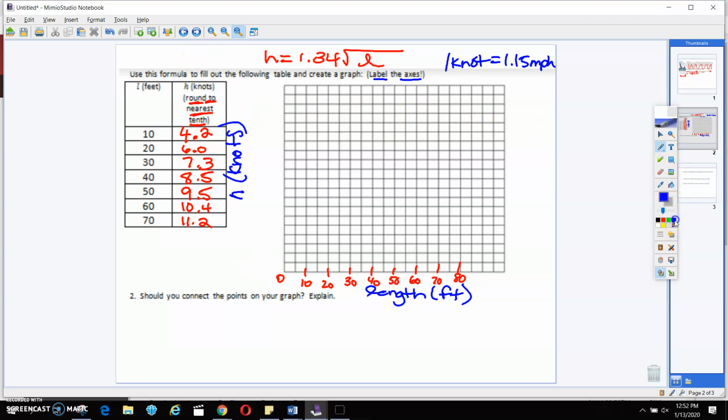For my y values, this is where we can have kind of a discussion depending on what the test is actually asking you to do. So for our table, we start at what y value? 4.2. Okay, so what we're going to do is insert this little breaker.